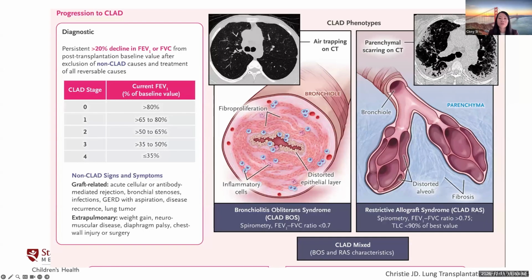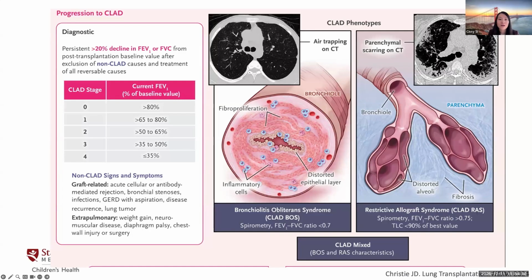And ultimately, at the end of the day, the goal is really to prevent chronic lung allograft dysfunction, or CLAD. This is primarily a clinical diagnosis and is defined by persistent FEV decline of at least 20% from baseline values. There are different phenotypes of CLAD. We typically think of it as an obstructive picture, which is the development of bronchiolitis obliterans. And so essentially the bronchioles completely obliterate down. And this presents as significant air trapping on imaging.